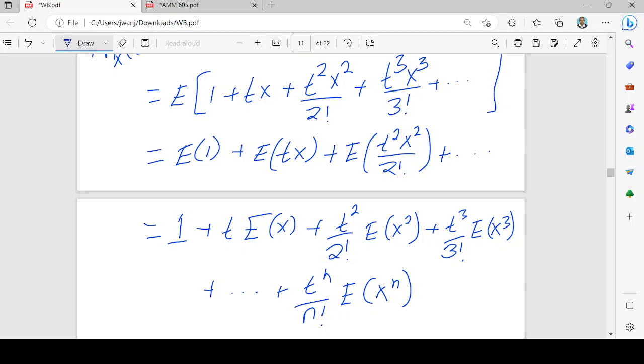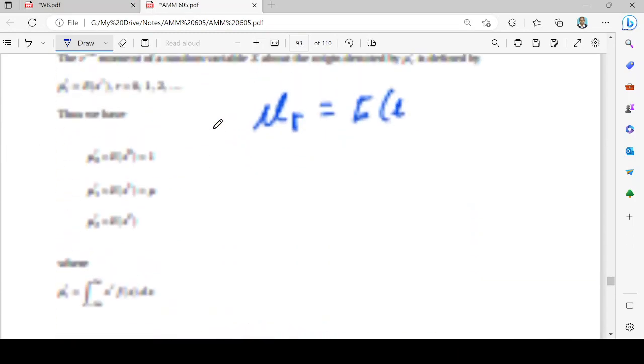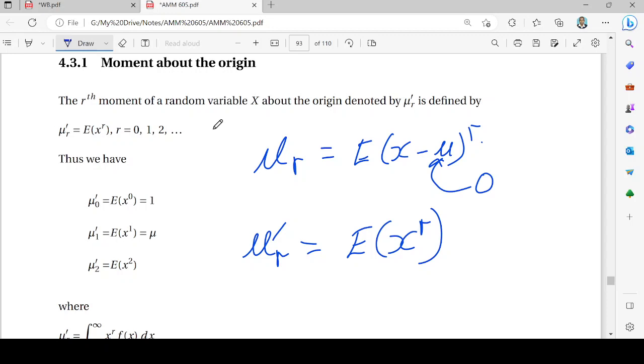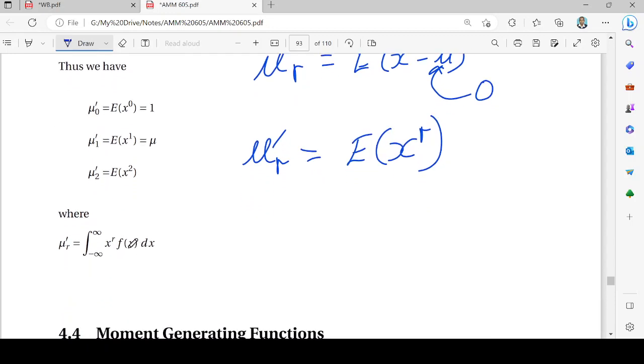If we go back to what we had, where we defined our moments earlier, if you look at how we defined our moment about the origin, the 0th moment about the origin is 1. The first moment about the origin is equal to the expected value of x. The second moment about the origin is the expected value of x squared, and so on. So the nth moment about the origin will be the expected value of x raised to power n.